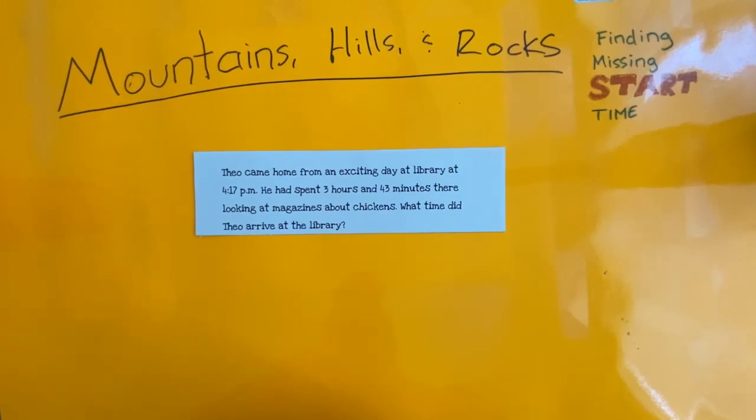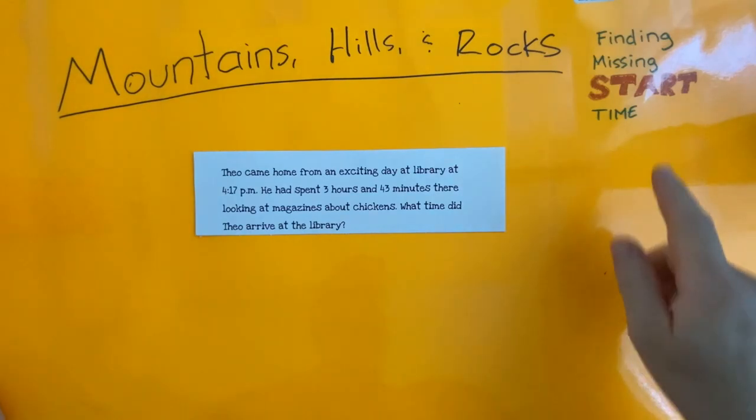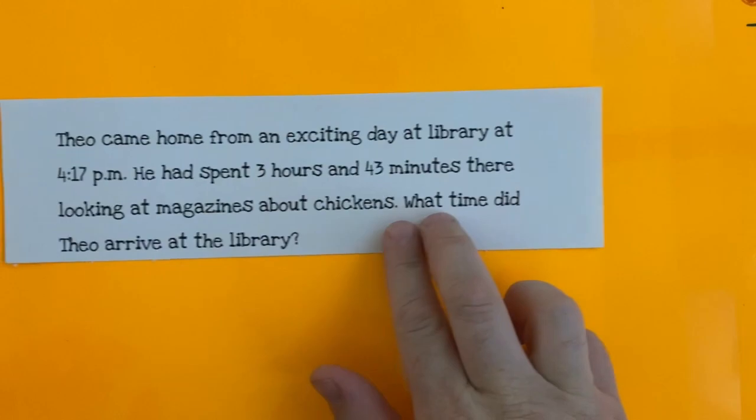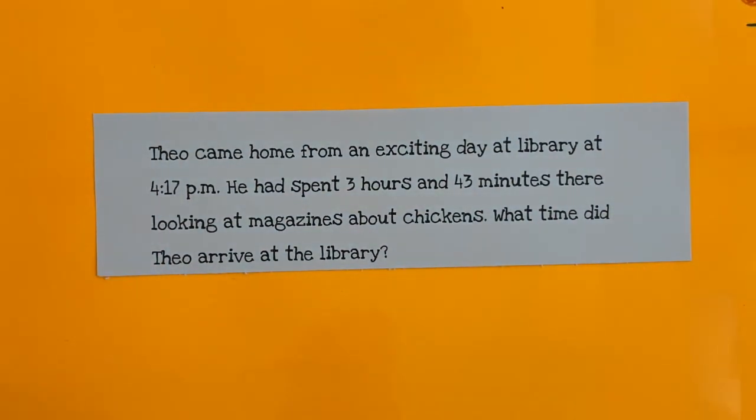All right, let's take a look at how we can use the mountains, hills, and rocks strategy to help us find missing start time. Our word problem says, Theo came home from an exciting day at the library at 4:17 p.m. He had spent 3 hours and 43 minutes there looking at magazines about chickens. What time did Theo arrive at the library?